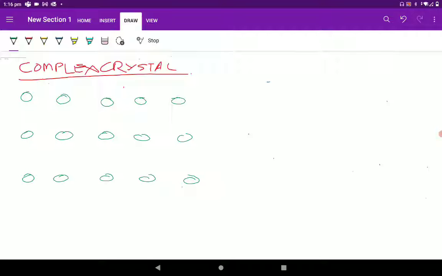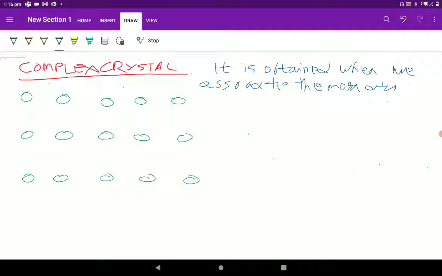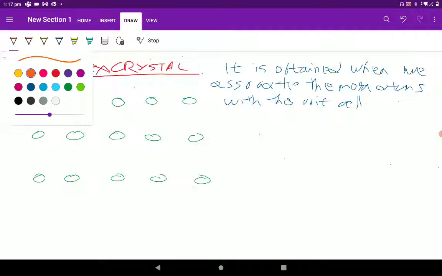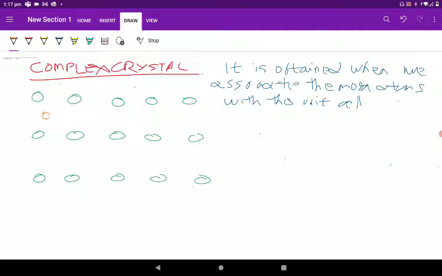So a complex crystal is obtained when we associate more atoms with the unit cell. So these are the lattice points, and we are going to introduce bases. So if you introduce bases in between the lattice points, it will result in complex crystal systems. So let me introduce the bases. So basically, these are the bases.